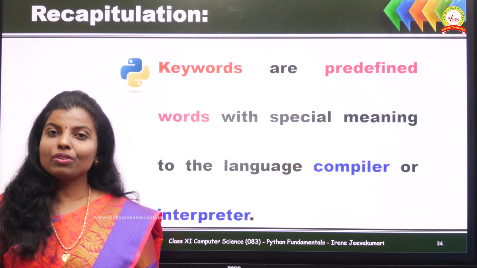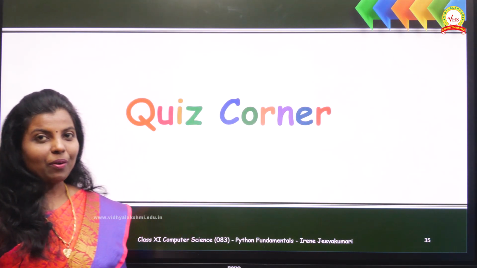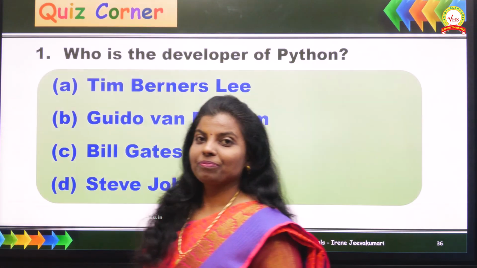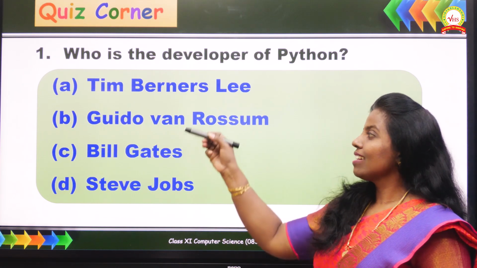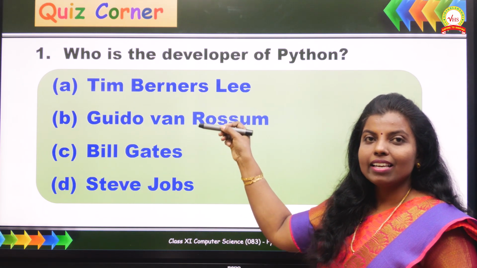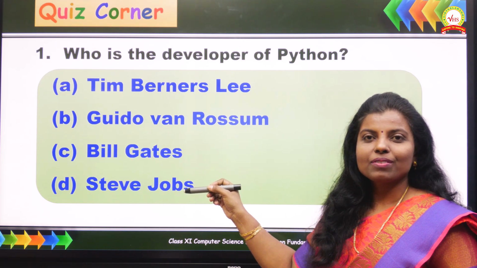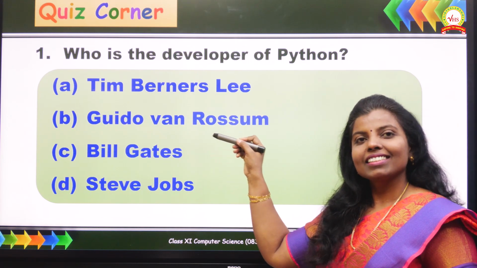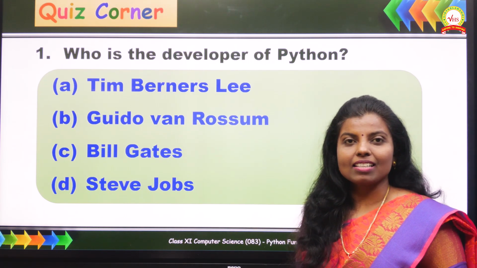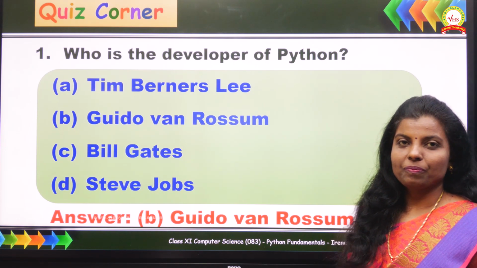Now let's move on to the quiz corner. Quiz corner, the first question. Who is the developer of Python? The options are Tim Berners-Lee, Guido van Rossum, Bill Gates, and Steve Jobs. Who is the developer of Python? It is Guido van Rossum. So, Guido van Rossum is the correct answer.